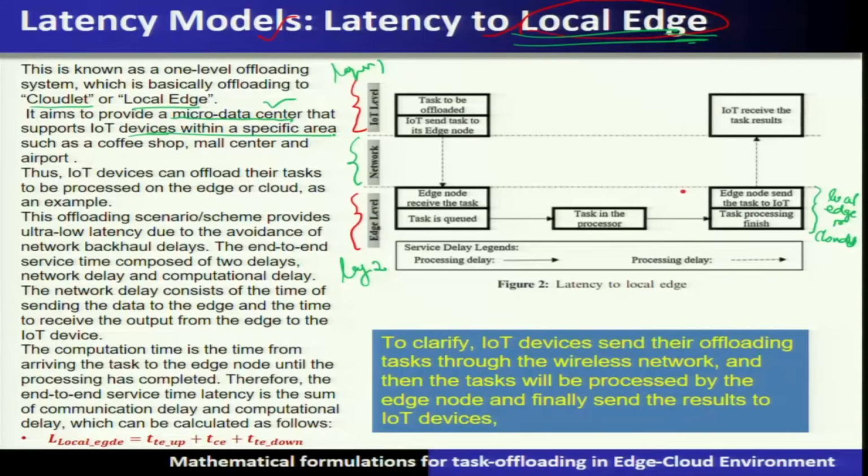For example, if you go to a coffee shop, the task offloading from an IoT device in a coffee shop, a mall center or an airport does not require the complete cloud, but it requires a micro data center. This is an example of a local data center, and we now have to understand in that scenario what the effect of latency is and how we can reduce the latency. So, IoT devices can offload their tasks to be processed on the edge or the cloud. This offloading scenario provides ultra low latency due to the avoidance of long haul network delays.